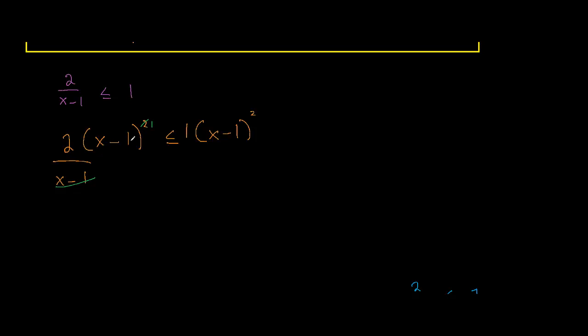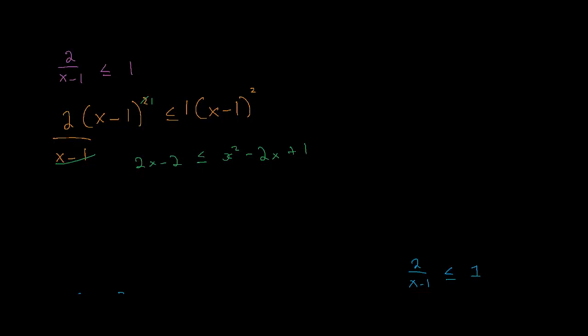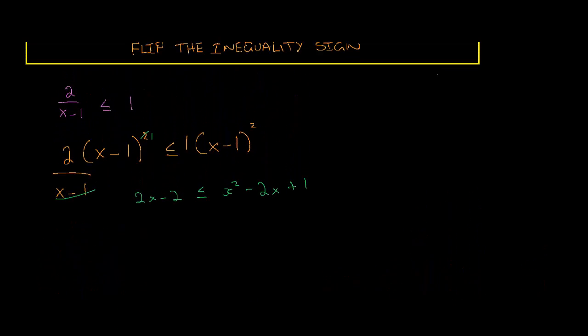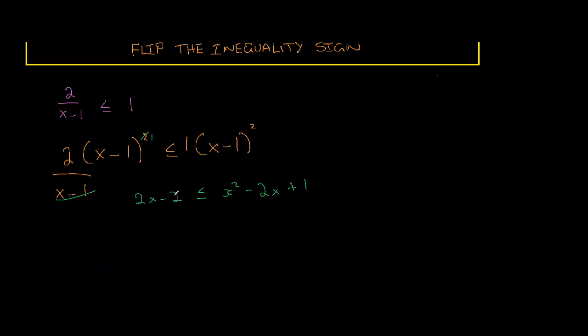And we're going to expand this out, so we'll get 2x minus 2 is less than or equal to... Now we're just going to square this, so we get x squared minus 2x plus 1. Beautiful. And don't mind what I've got going on down here. I was just being a bit cheeky before we started. We'll come to that later.